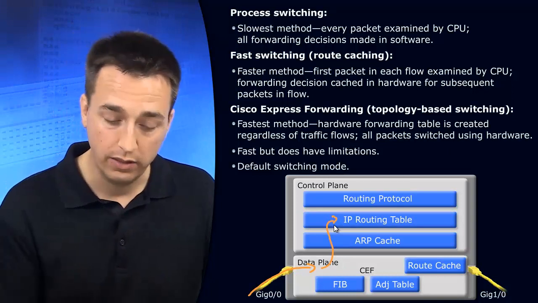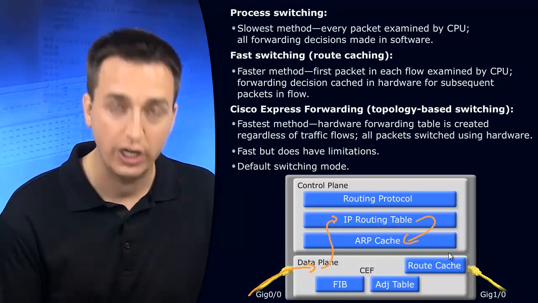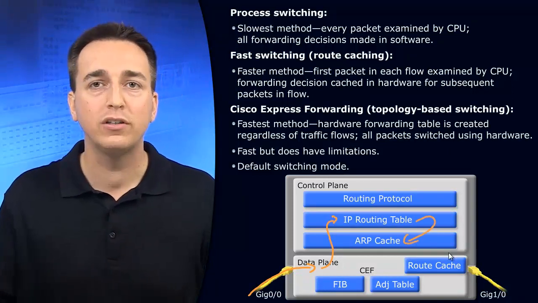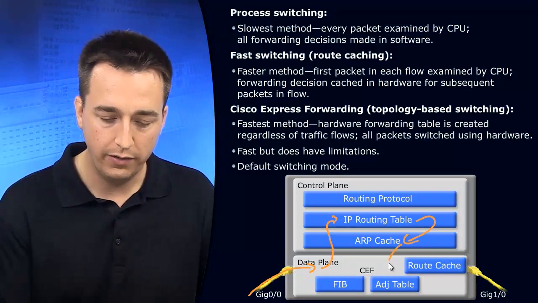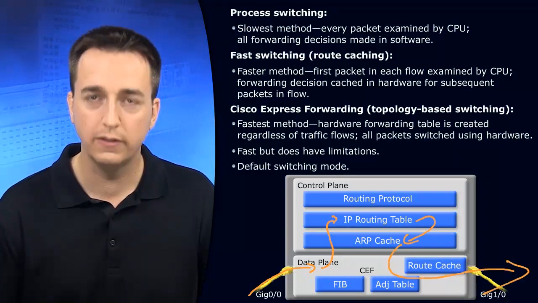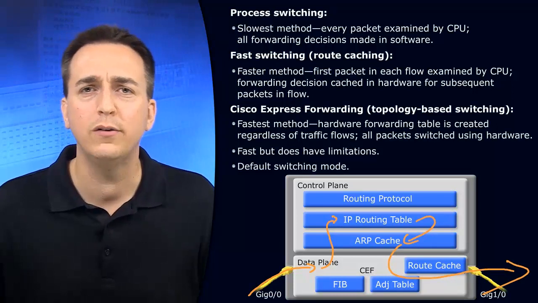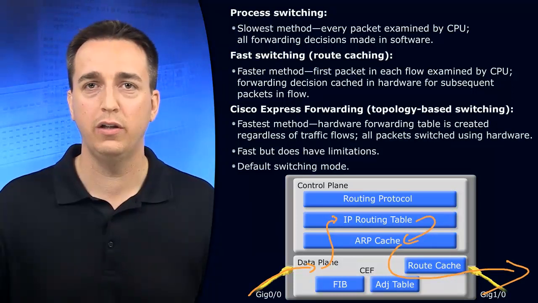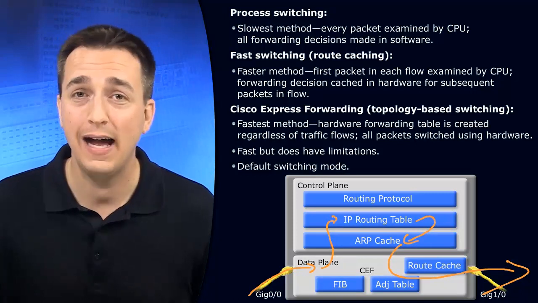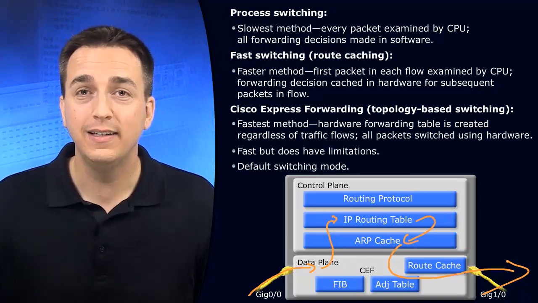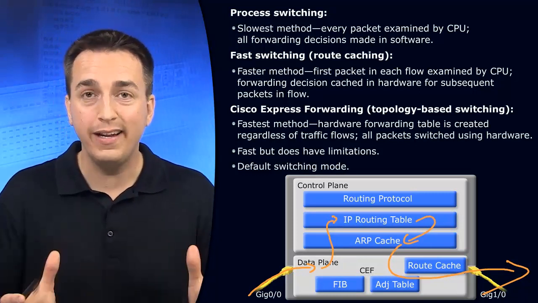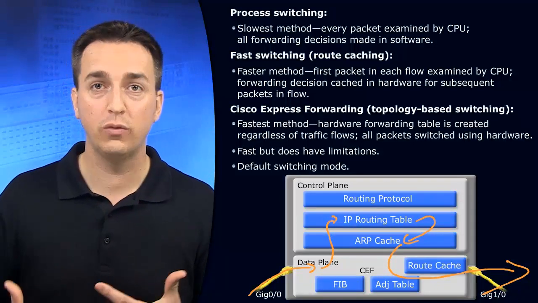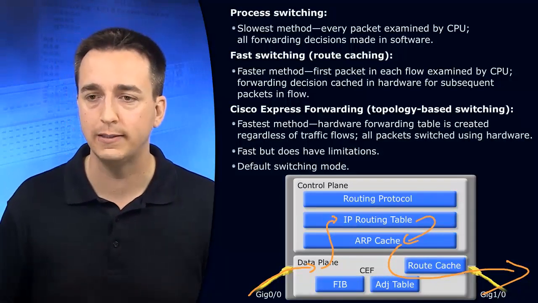However, the IP routing table is checked, the ARP cache is then checked for the MAC address of the next hop IP address, and then out the packet goes through the egress interface. And this is going to happen for every single packet. So every packet is going to have the decision made in software, which is a really, really slow process.